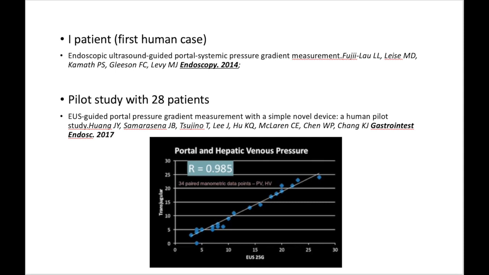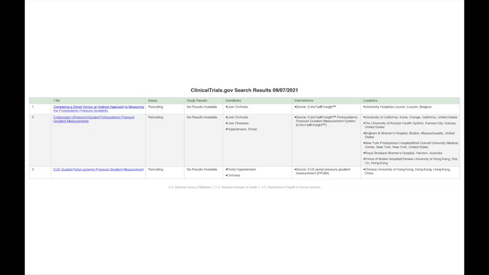Subsequently, Dr. Kenneth Chang's team in California have undertaken some pioneering work with various pressure transducers and needle sizes on animal studies. In 2017, they published a human study of 28 patients showing a 100% technical success rate and no adverse events. In addition, there was excellent correlation with the current gold standard of the indirect measurement using interventional radiology. Currently, there are a number of prospective multi-center trials open both in the US and across the globe, as well as in Europe, to obtain broader evidence and consensus.